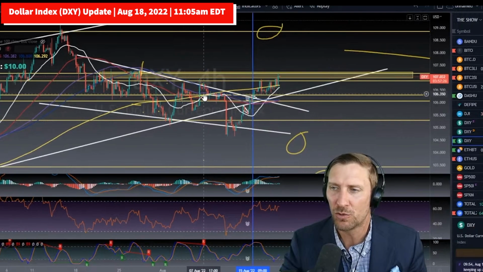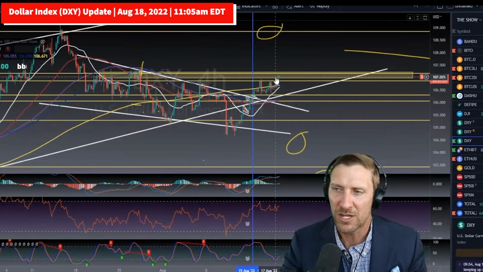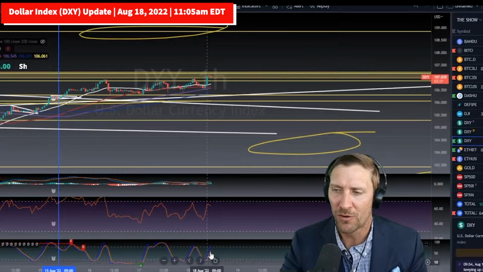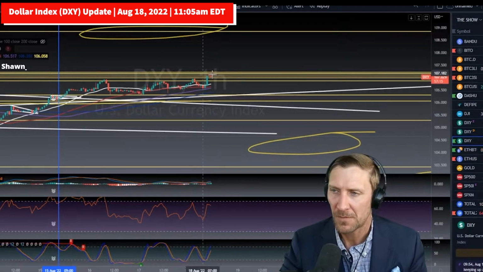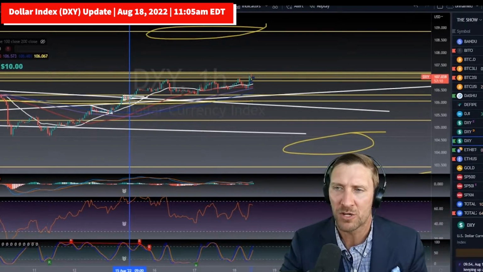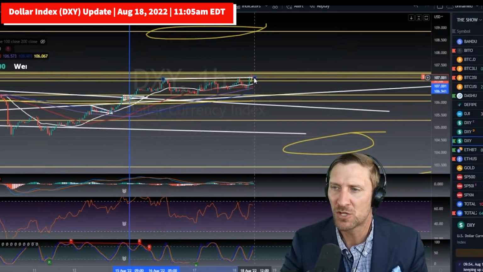I do see a shoulder, a bit of a head, and a bit of a right shoulder forming here for the dollar index. 4 hour is bullish, just like Bitcoin, which is interesting. 1 hour is a little higher than Bitcoin, so it's kind of front-running it. I would like to see it dump. Also, right here is bearish divergence. This is swing up to swing up, is it not?